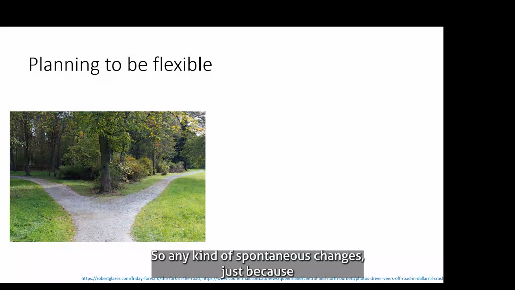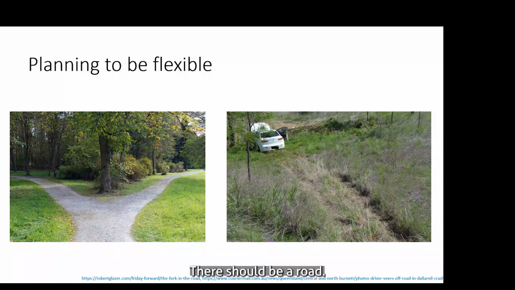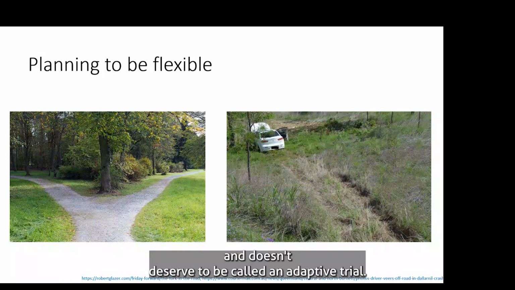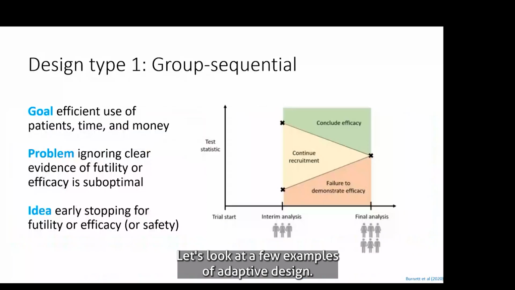So any kind of spontaneous changes just because you feel like it, that's not the right way. Leaving the road is not the right way of doing an adaptive design. There should be a road. You should only travel where there is a road. If you don't do that, your trial will end up in a car crash and doesn't deserve to be called an adaptive trial. Let's look at a few examples of adaptive design.